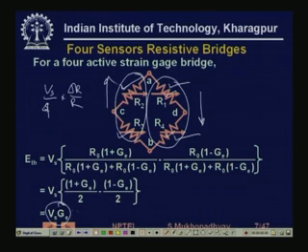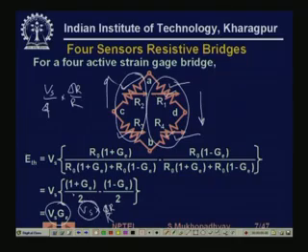Here you are getting Vs into delta R by R, because all the individual resistances are contributing to this resistance imbalance, and so you have a 4 times sensitivity. So typically by using a 2-arm bridge, there are 2 advantages. One is that the sensitivity is doubled. Second is that non-linearities, as we will see, are typically cancelled.